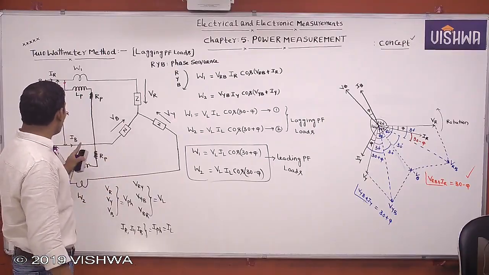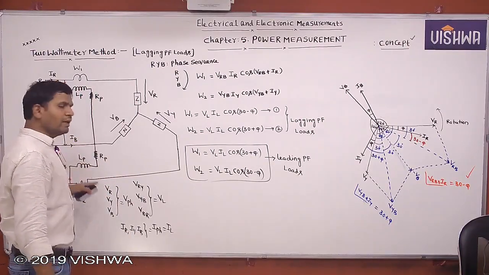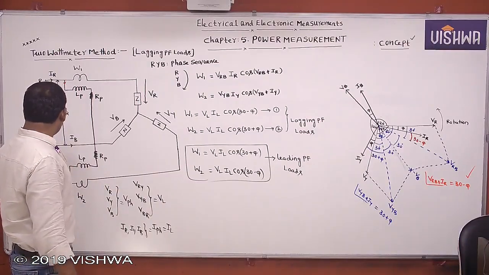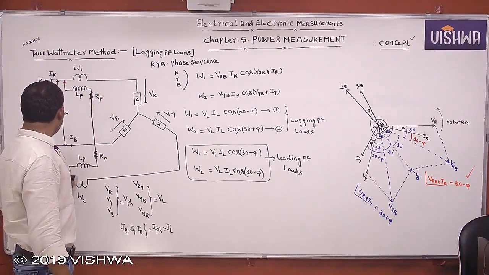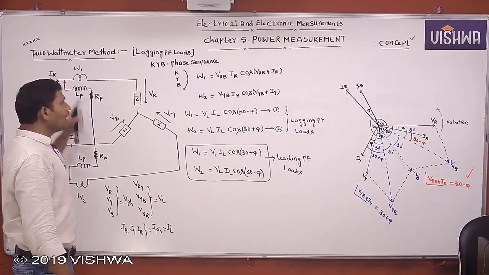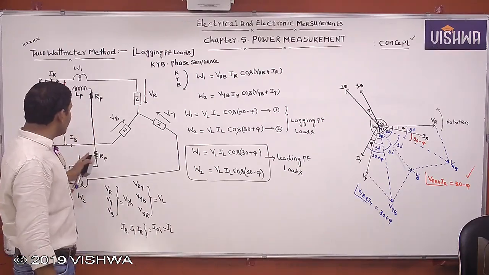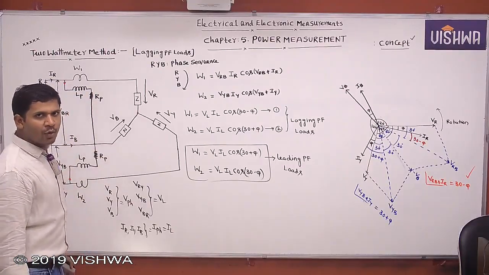We may connect the wattmeters between R and Y and B and Y. We may connect the wattmeters between B and Y and R. You may connect the wattmeters between Y and R and B and R. Any one line is taken as a reference. But here I have taken line B as reference. With that assumption, I am giving this wattmeter reading and assuming lagging power factor loads.